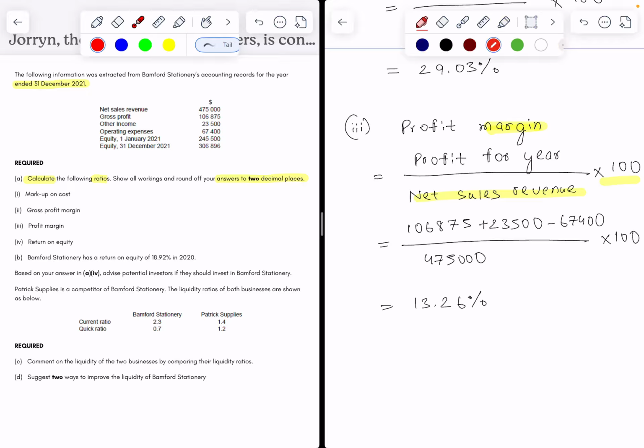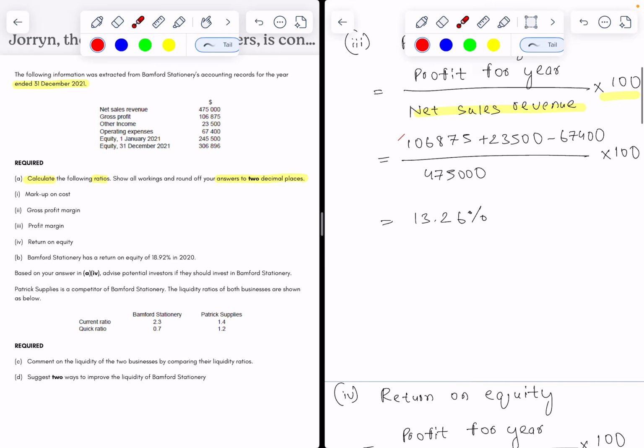Okay. So the profit for the year is simply the net sales revenue minus the cost of goods sold, which is the gross profit that is already given to us in the question at $106,875. Then we're adding the other income of $23,500, which is given in the question right beneath the gross profit number. And then we are subtracting all the expenses, which in this case is the total operating expenses of $67,400. And then we are dividing the entire thing with the net sales revenue, which is the margin of $475,000. And then you convert this into a percentage by multiplying with 100. That gives us 13.26%, rounded off to two decimal places.